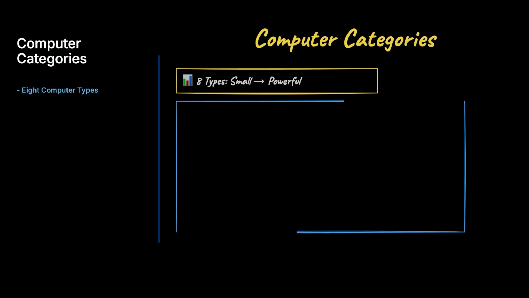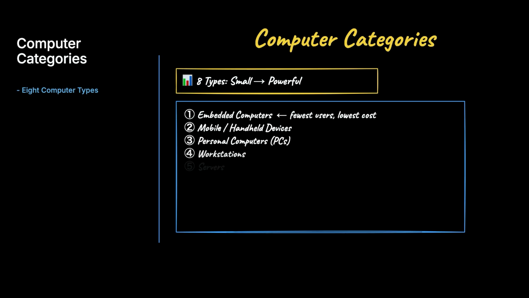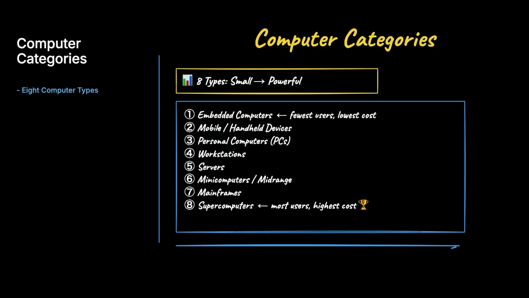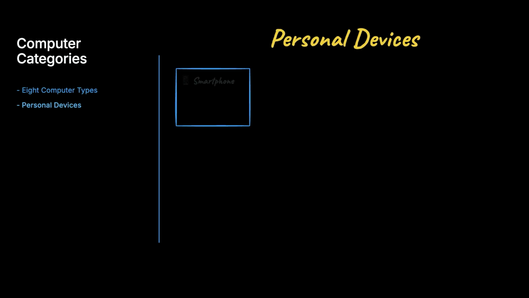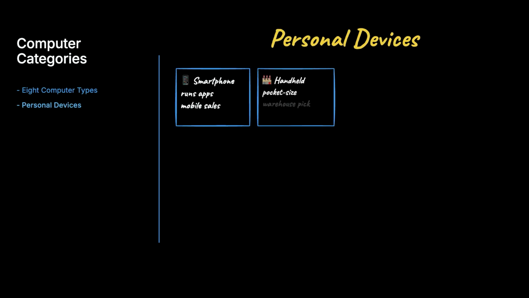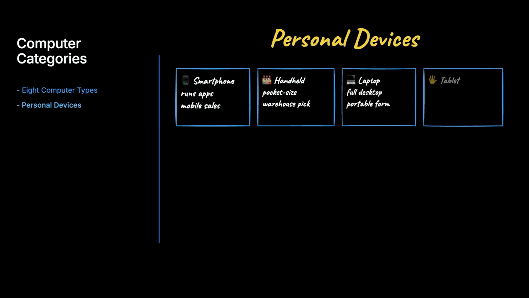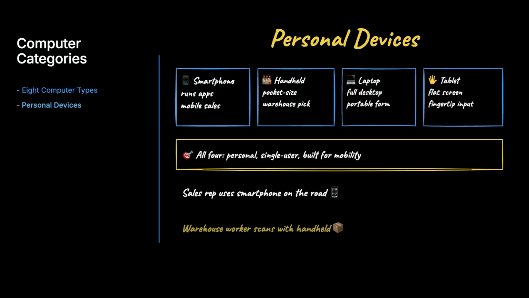Let us move on to computer categories. The course recognizes 8 types, ordered from the smallest and cheapest to the largest and most powerful. As we climb this ladder, 2 things grow together: the number of users supported and the cost. Knowing where each fits lets you match the right machine to the right need. The first 4 are personal, single-user devices. A smartphone is a cell phone that runs apps, perfect for mobile sales. A handheld computer fits in a pocket and has its own power, ideal for warehouse picking. A laptop carries the full technology of a desktop in portable form. A tablet uses a fingertip on a flat screen.